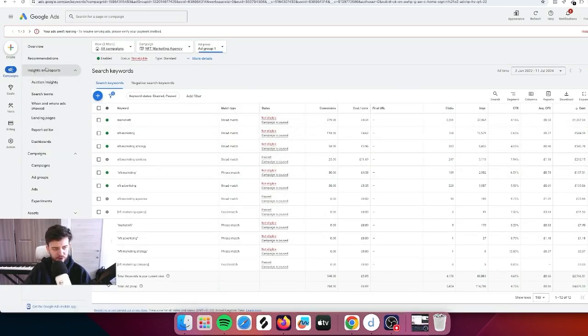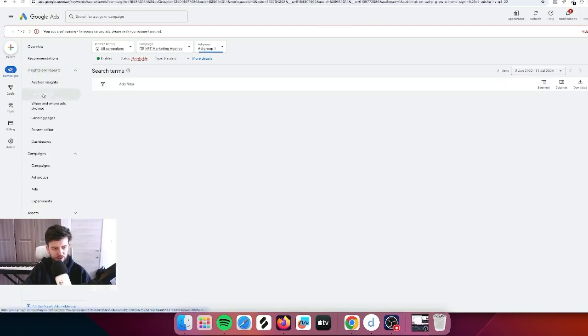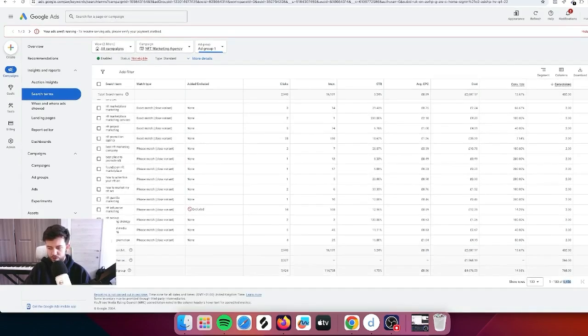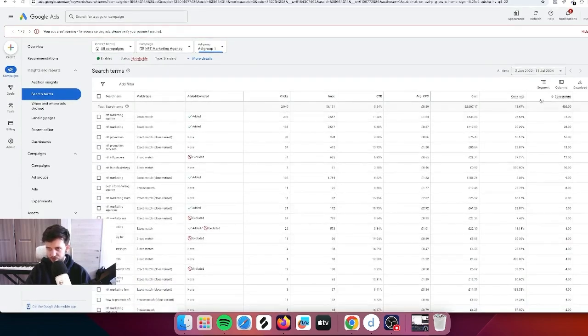Now in Google, if you go under insights and reports and you go to search terms, you'll then be able to see where Google is actually bidding. Now, if I scroll to the bottom of the page, you will find that I had 6,456 search terms that Google bid on. And if I sort this by conversions right here, you can see the search terms that Google was bidding on.